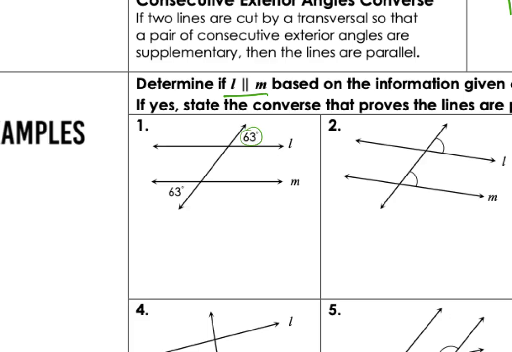What type of angles are your 63s? Alternate exterior angles. What do you notice about your alternate exterior angles? They're congruent. If alternate exteriors are congruent, what is true? The lines are parallel. So we would say, yes, they are parallel. And then it says state the converse. So it's going to be the converse of what?